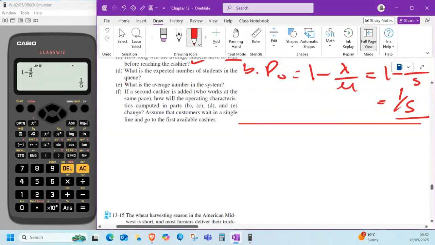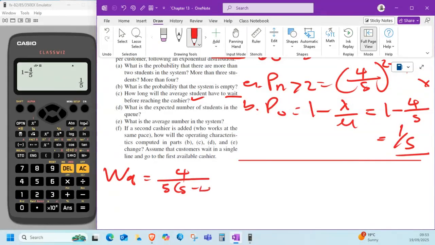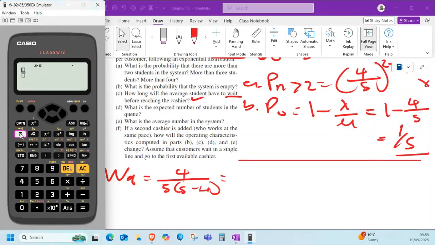Okay, I think we are doing C, WQ. WQ is equal to, what is the formula? It is the one, okay. So this is the one that doesn't have everything here. It's going to be 4 over 5 times (5 minus 4) equals 2. 4, 5 bracket 5 minus 4.